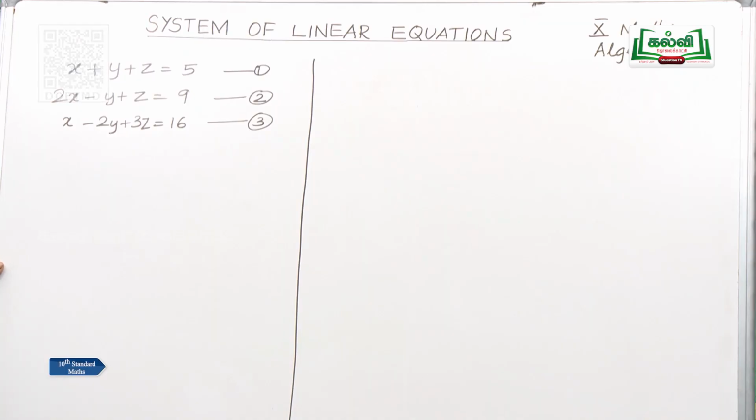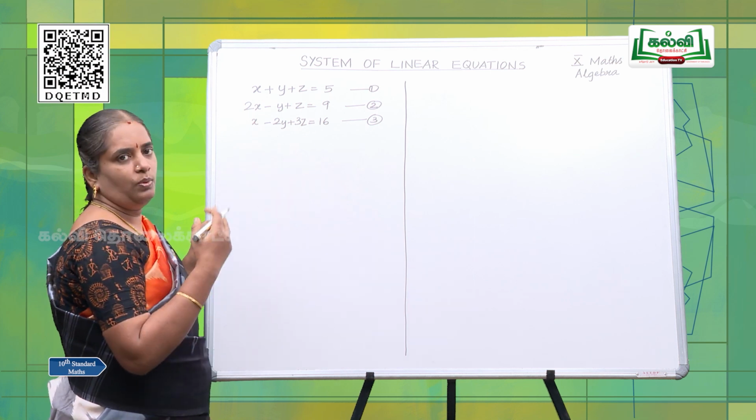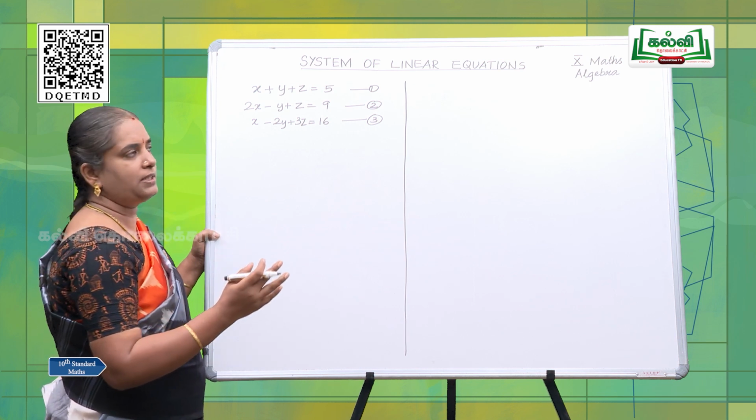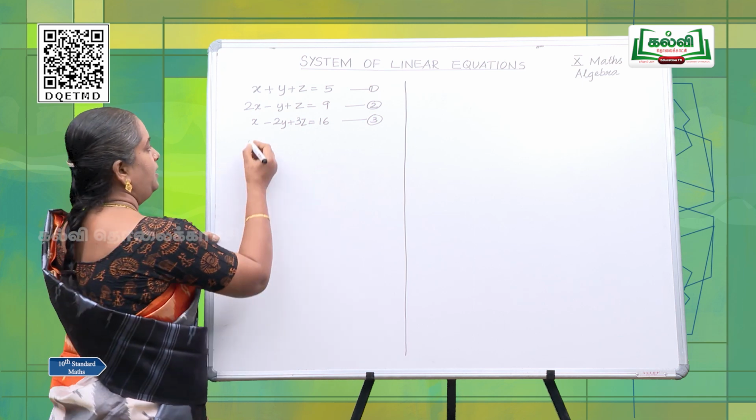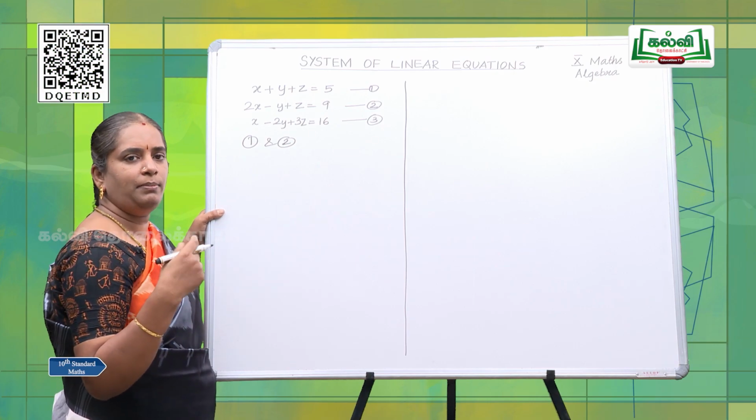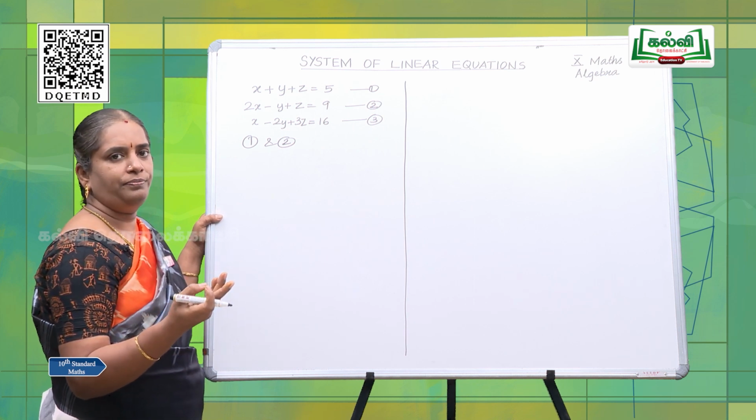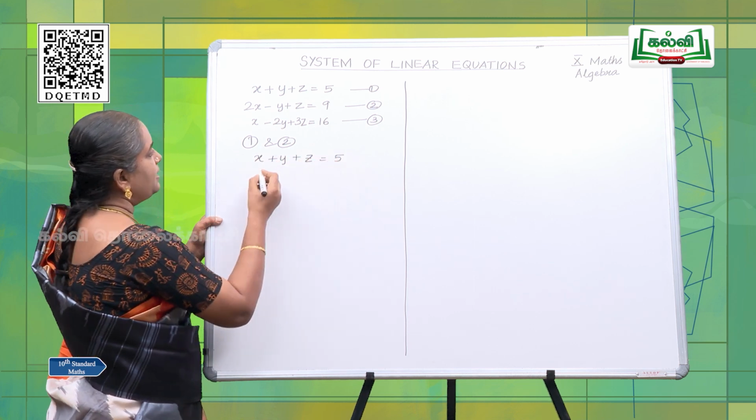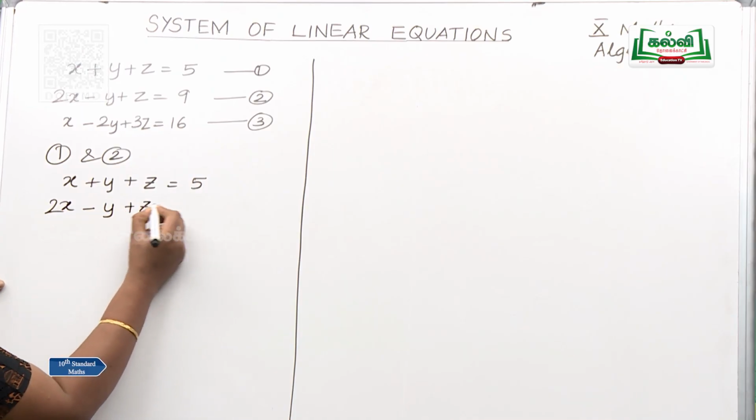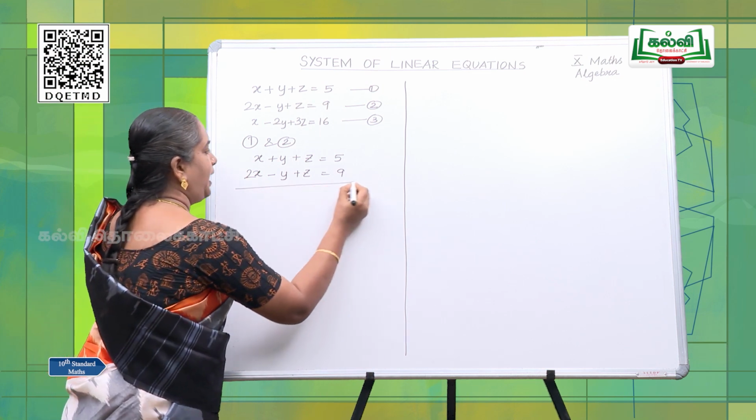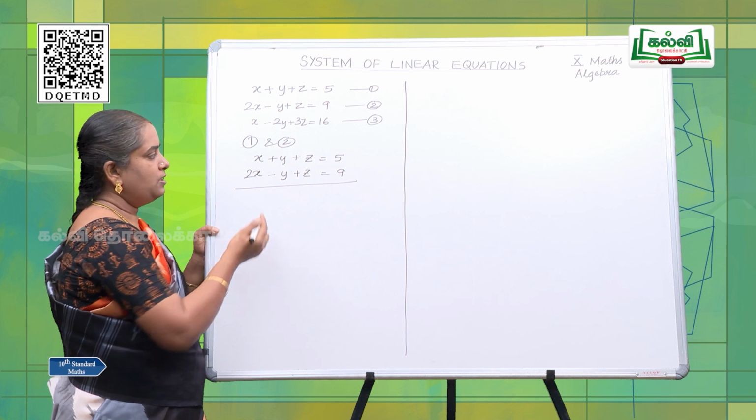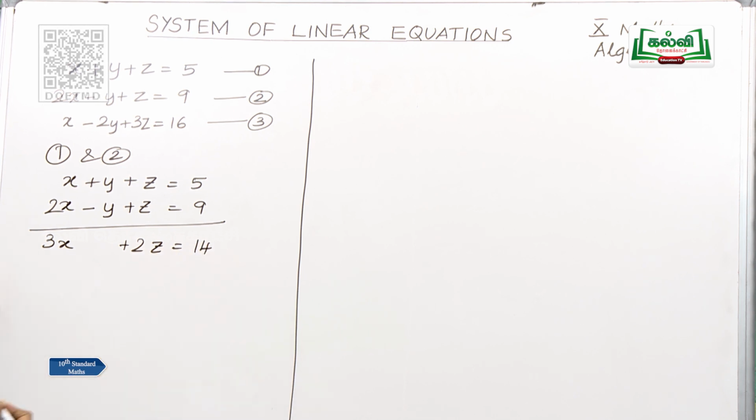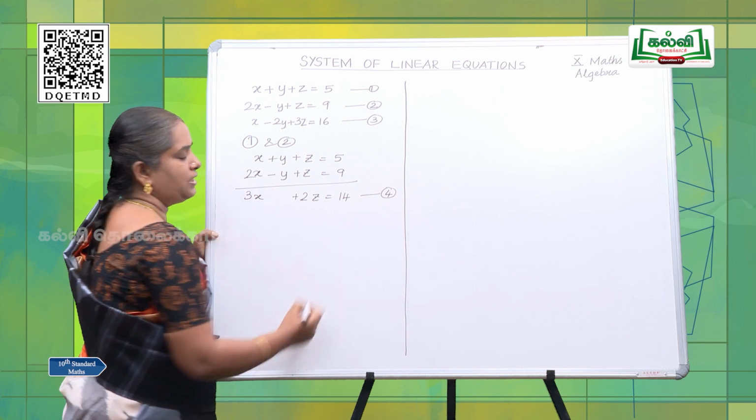See, the coefficients of y are very small. So let us eliminate y from the first and second equation. You may eliminate z or x as per your wish. I am going to eliminate y from 1 and 2 now. We can use any method, elimination or substitution. The first equation is x plus y plus z equals 5, and the second equation is 2x minus y plus z equals 9. If we add these two, we eliminate y. Adding these two equations, we get 3x plus 2z equals 14. Let me name this equation 4.